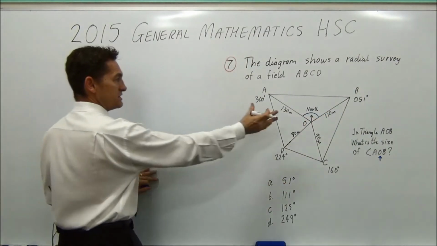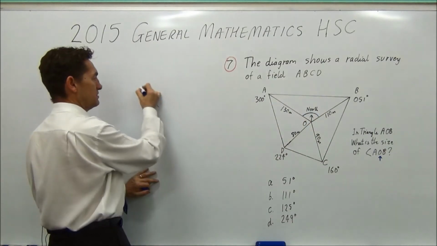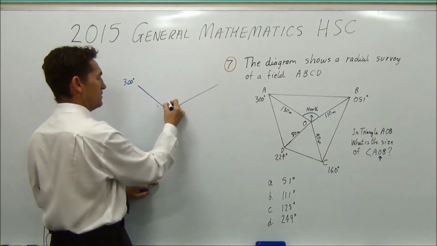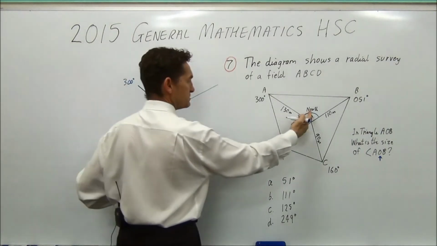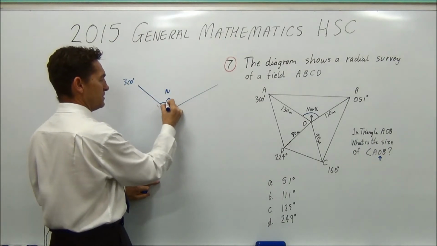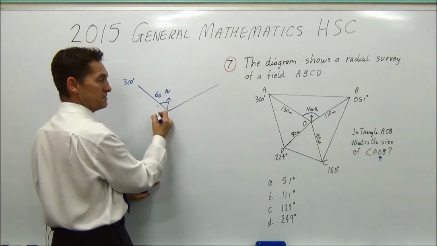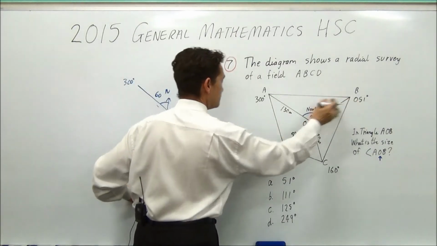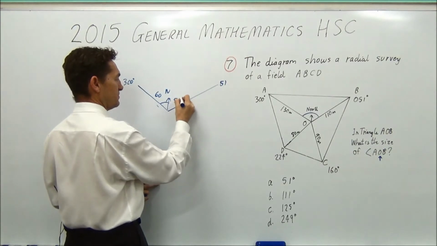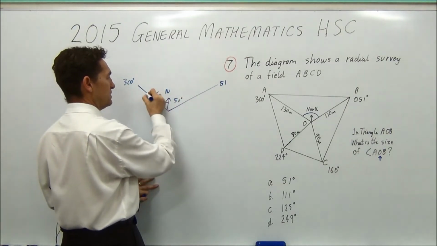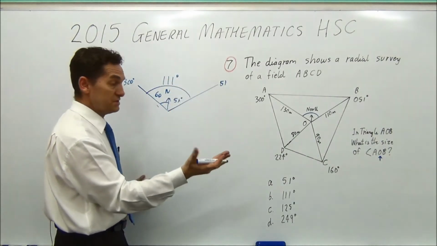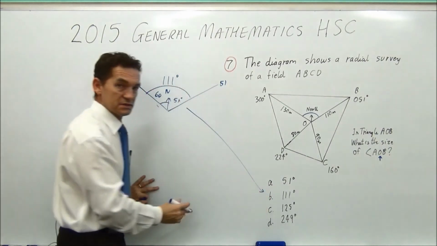So you just look at it, just take that triangle out here. This is 300, and that's north, and that's the hint. This is north. So if that's 300, that is 60. That's north, that's 51. So that's 51 there. 60 plus 51 is 111, and that's it. You're done. The answer's B.